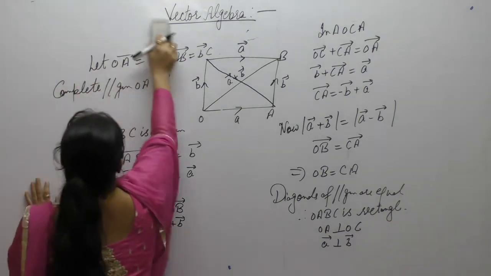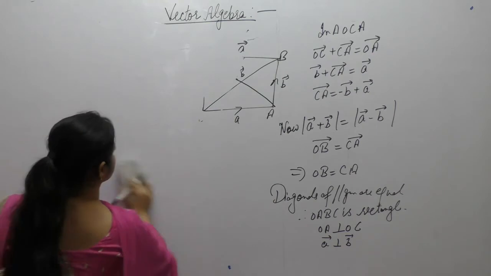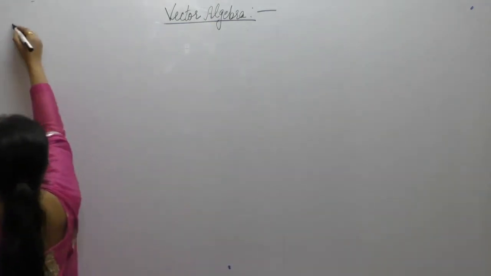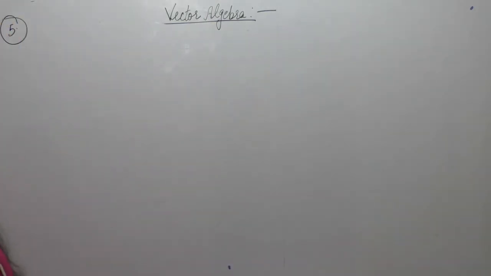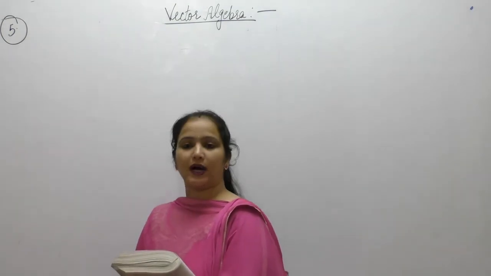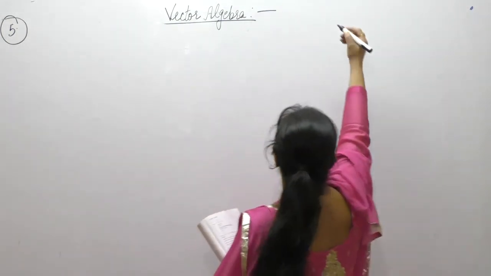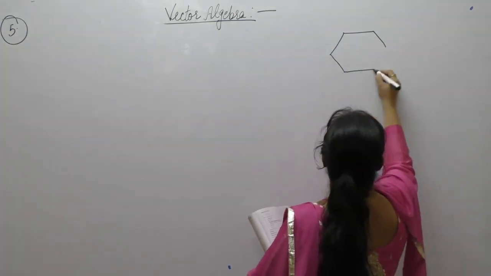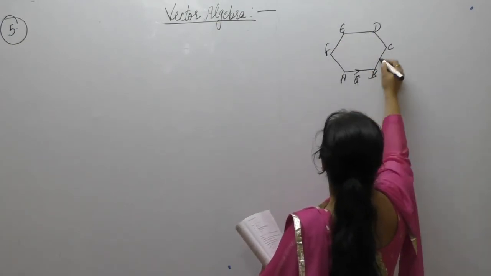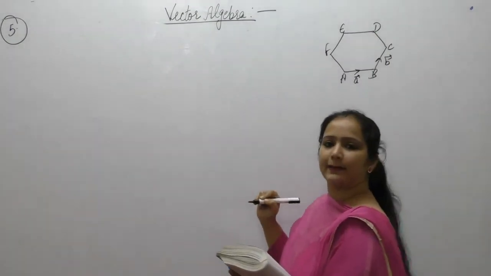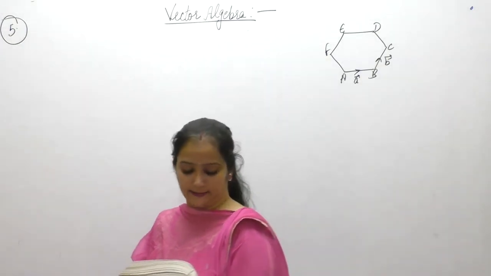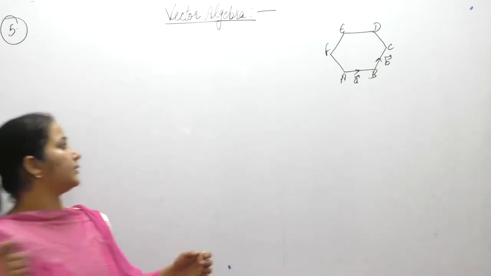Now the next one. If A vector and B vector are the vectors determined by two adjacent sides of a regular hexagon, what are the vectors determined by the other sides taken in order?